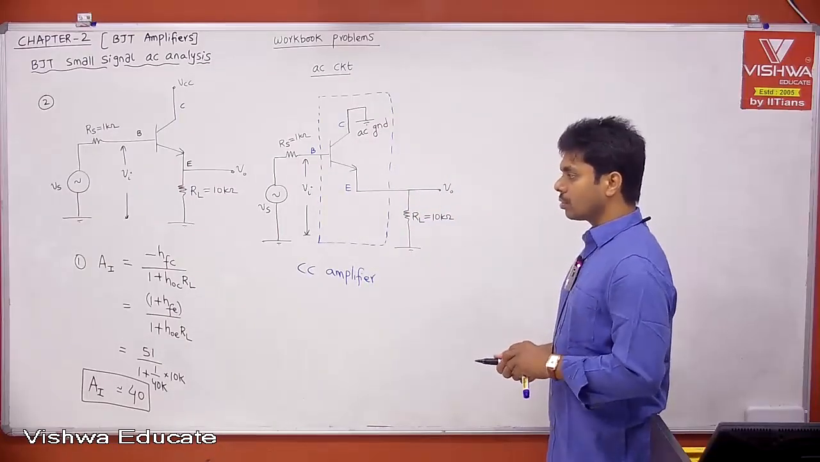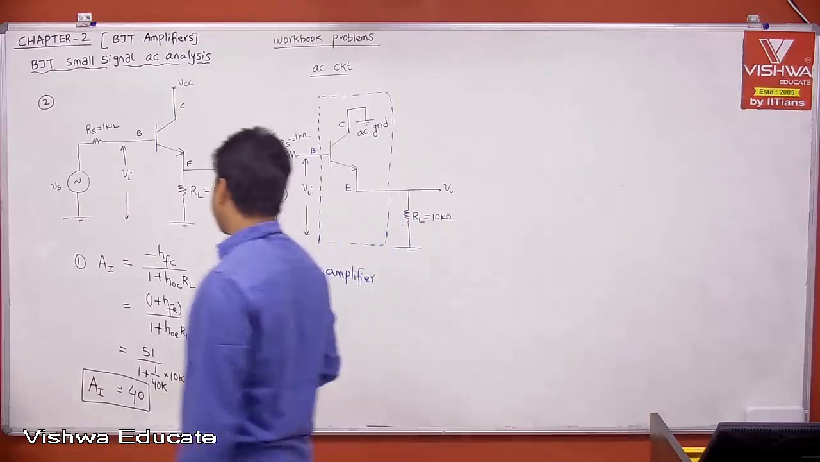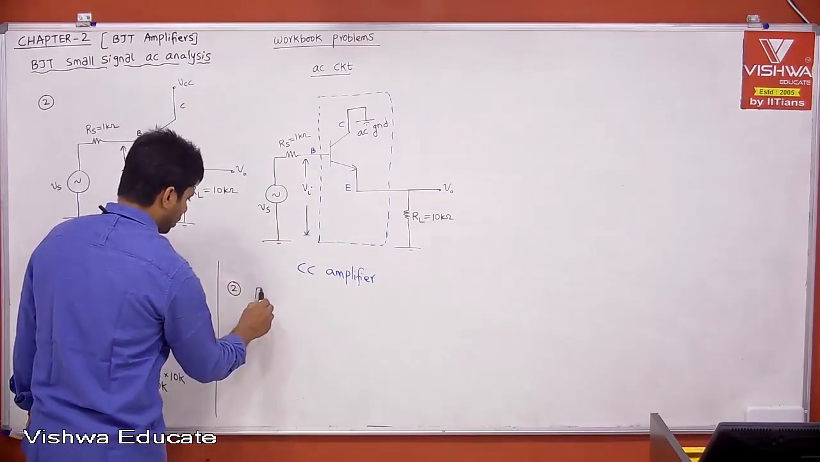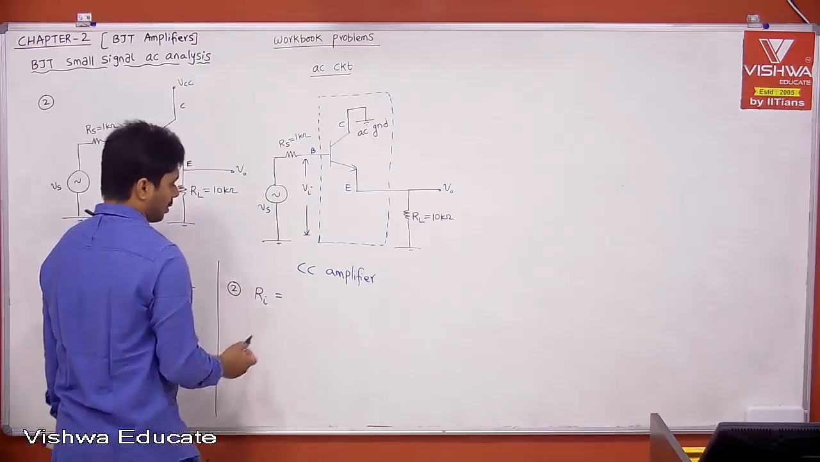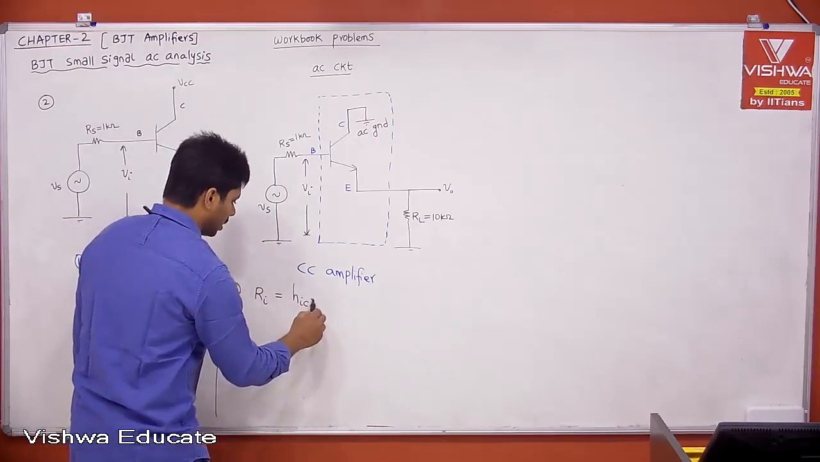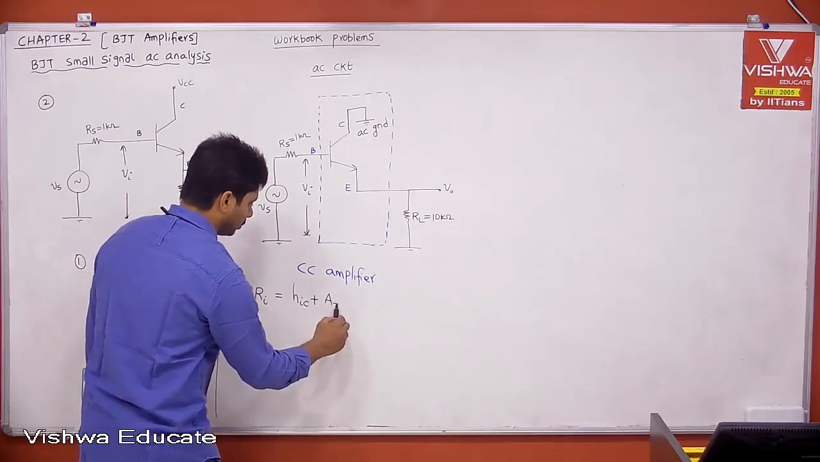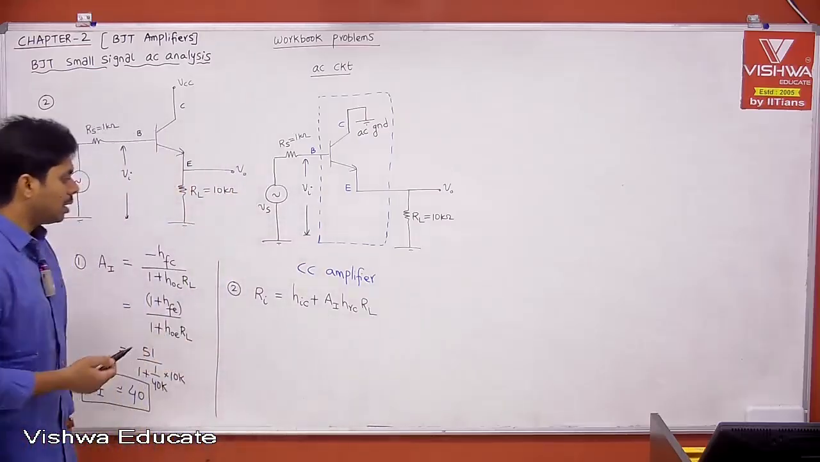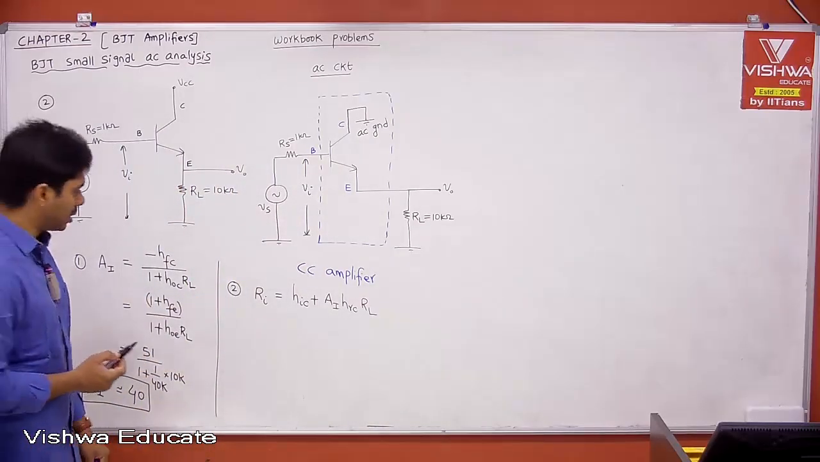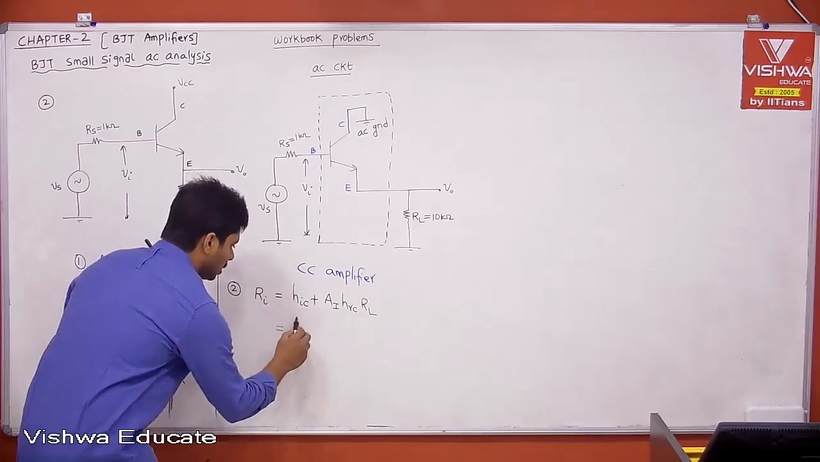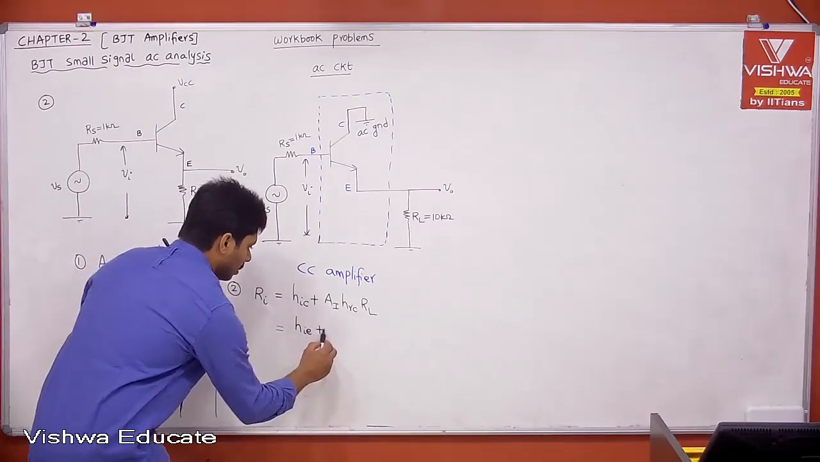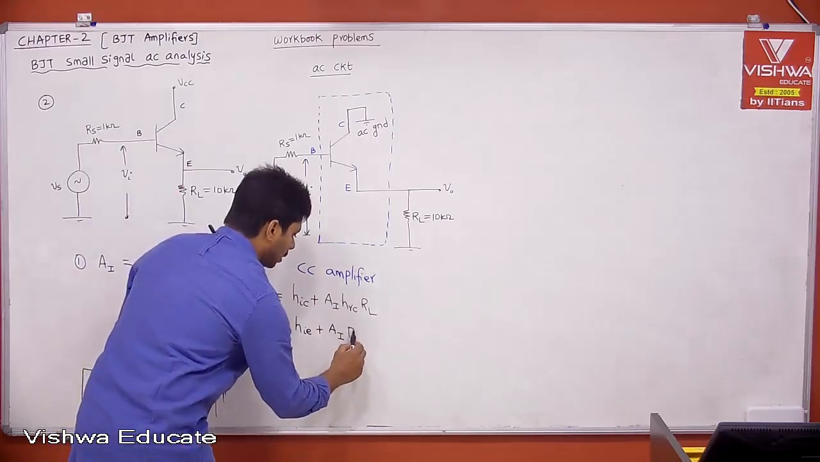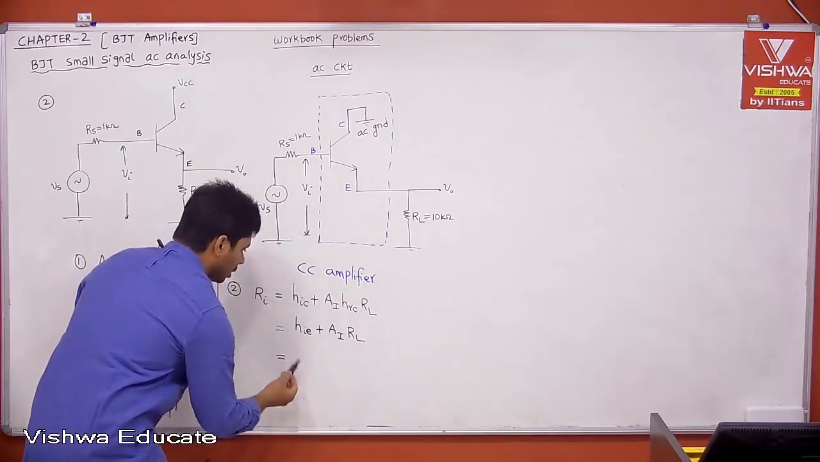Fine, the first parameter is over. Now what is the second parameter? The second parameter is Ri. What is Ri? Ri is equal to HIC plus AI into HRC into RL. Now let me convert into CE h-parameters. Then what is HIC? HIC is nothing but HIE plus AI into HRC, and HRC is equal to 1, into RL.